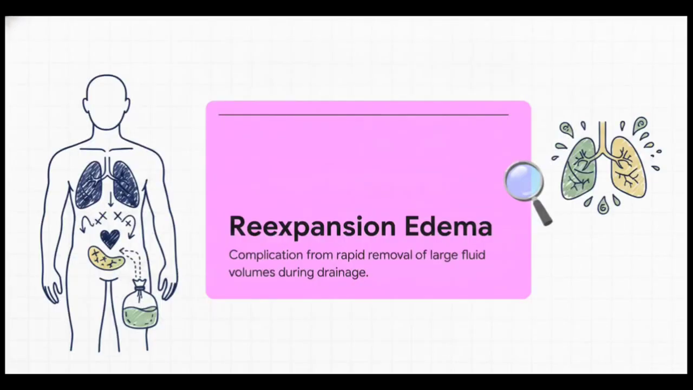Before we wrap up, I want to bridge a concept across our fluid drainage topics. You always have to respect massive fluid shifts. Removing too much fluid too quickly, whether that's from the thorax during a thoracentesis or from the abdomen during a large volume paracentesis, can lead to severe hemodynamic instability and a specific complication known as re-expansion pulmonary edema. Drainage has to be controlled.